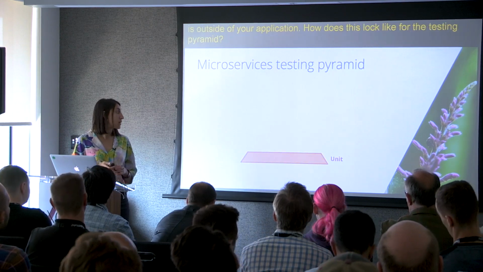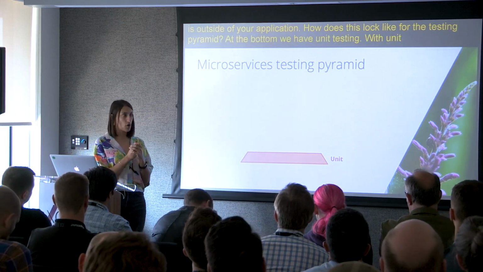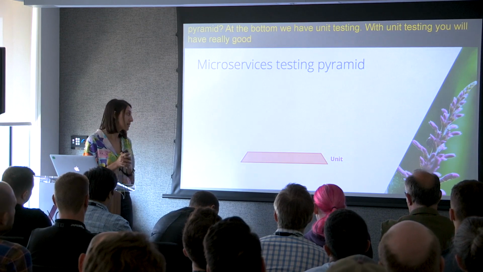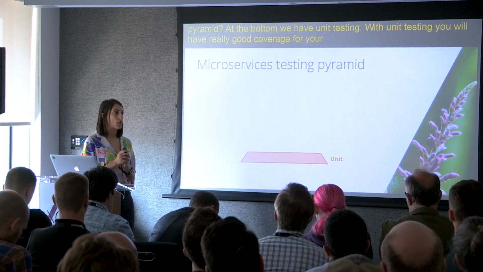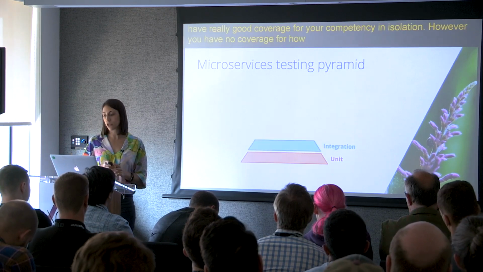Again, at the bottom, we have unit testing. With unit testing, you will have a really good coverage for your components in isolation for each of your layers. However, you have no coverage for how those components interact between them. So in the next level, of course, we will have integration tests. So integration test is about testing the integration of our application with all the parts that live outside our application. And here we should be testing, to make it effective, one integration point at a time.